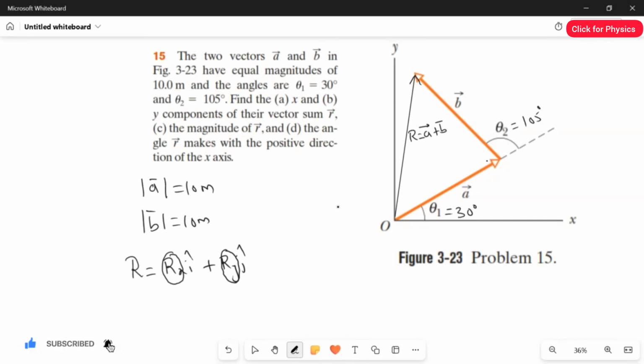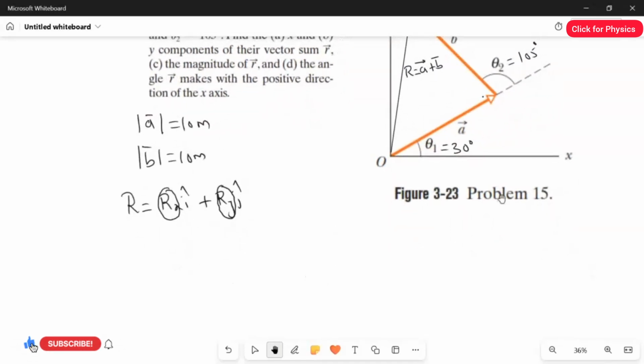So for that, first we have to find the x component and y component of the A vector, and then the x component and y component of the B vector, and then we can add the x components and y components separately. By that we will get the answer for Rx and Ry. Clear? So let's rewrite step by step. First of all, I am going to find the x component and y component of vector A.